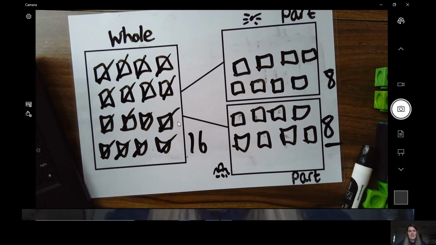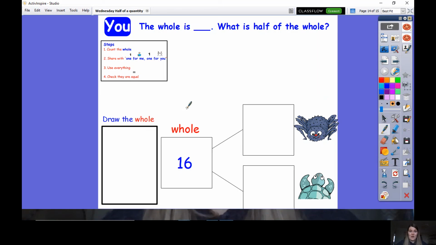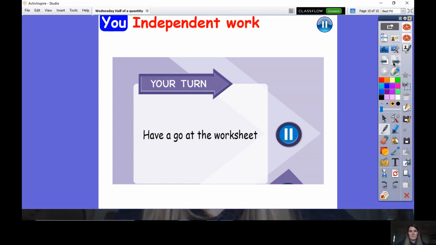Brilliant job, everyone. You found half of 16. You found that it was in fact 8. And if you were to double 8, what would you get? Double 8 is 16. Well done, everybody.